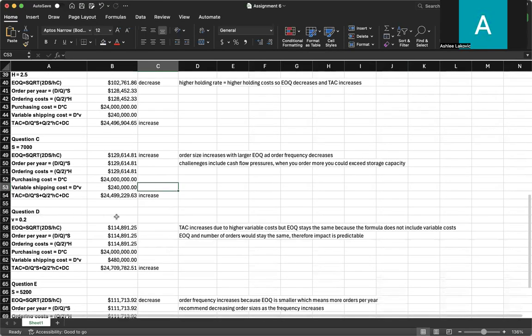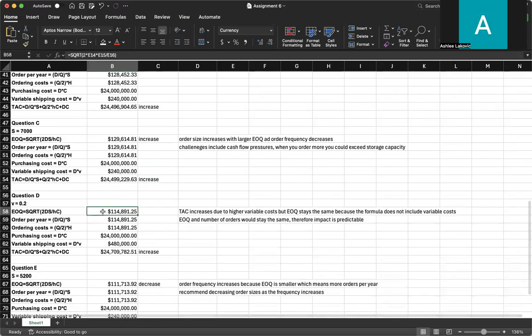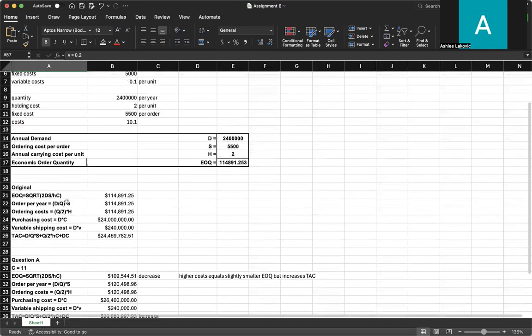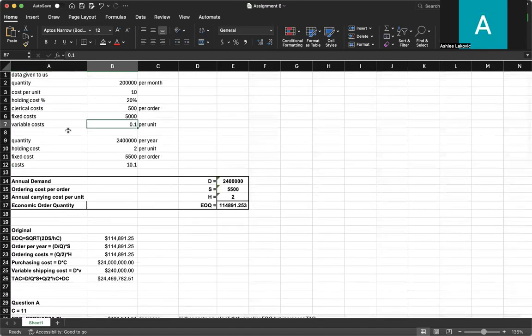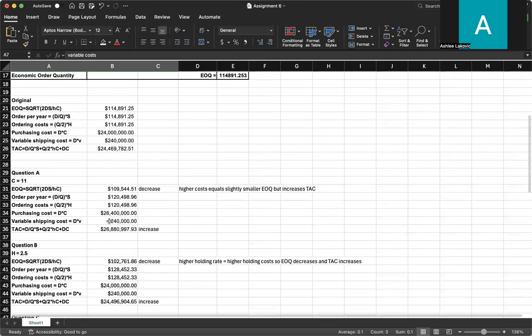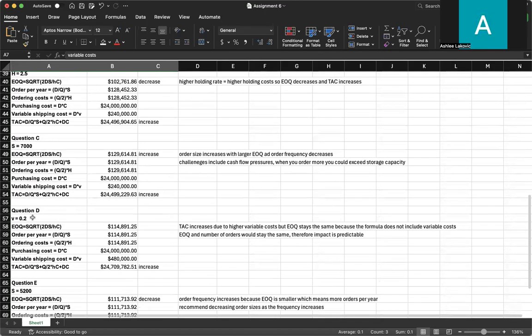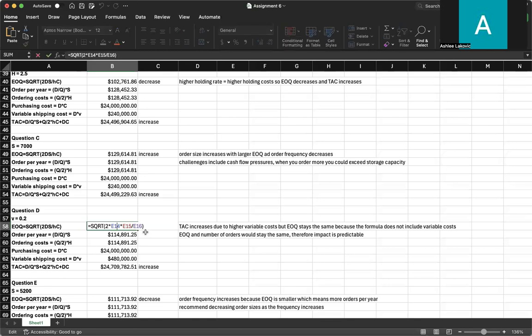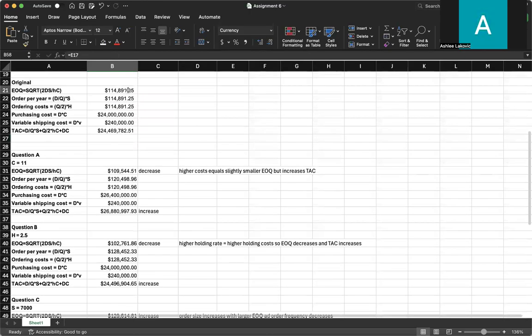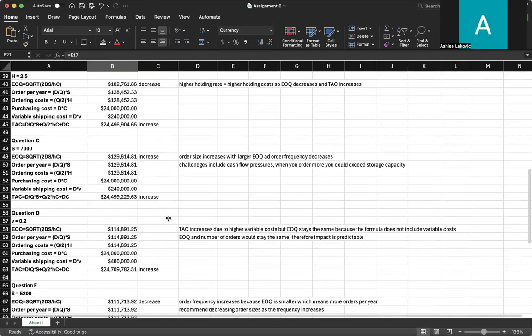Moving on to question D, we have the EOQ here. Sorry, the variable cost moves from 10 cents per unit to now 20 cents per unit. So this one actually doesn't change because this equation does not deal with variable costs. So the EOQ for this one will stay the same as from the original question.